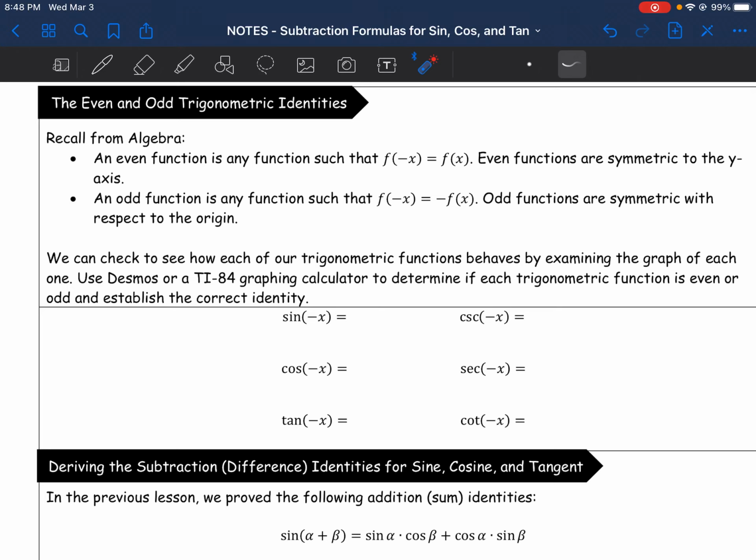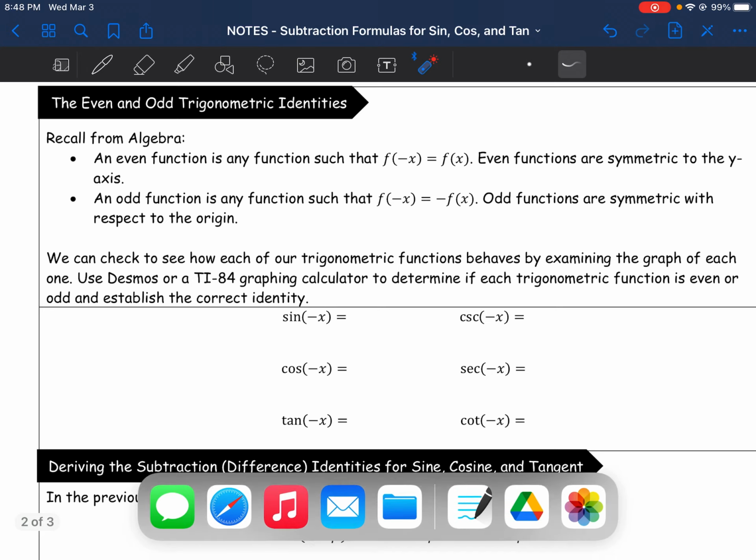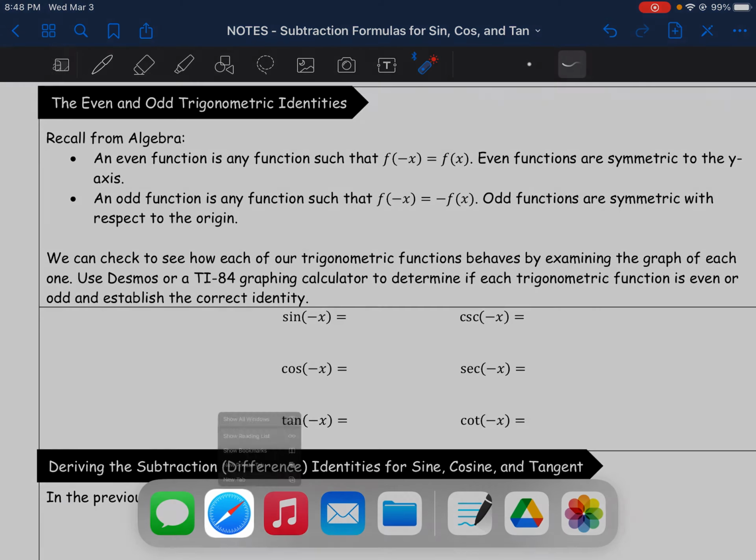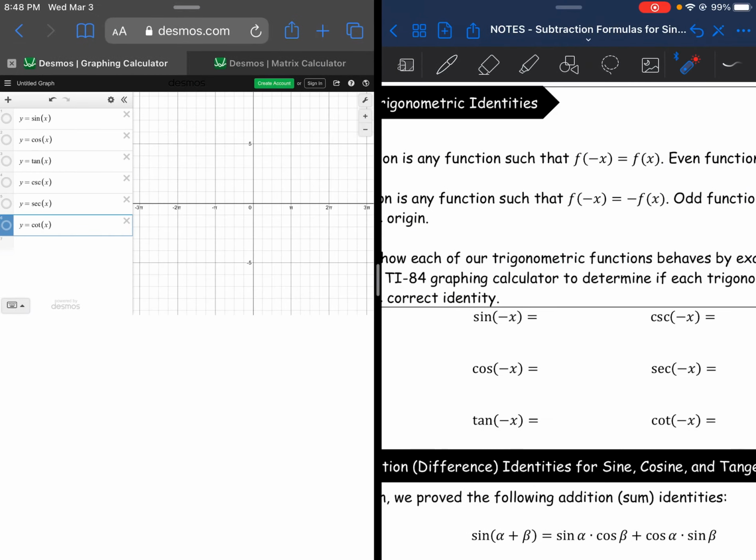And the way that we can do that is with Desmos or a TI-84 calculator. So we're going to graph each one of them, sine, cosine, tangent, secant, cosecant, cotangent, and we're going to see how they behave on a graph and determine if they are even or odd. And then what we're going to do is write the identity based off of that, okay? So let's go ahead and pull up Desmos here. This is where this will work. Here we go. All right, let's split screen it.